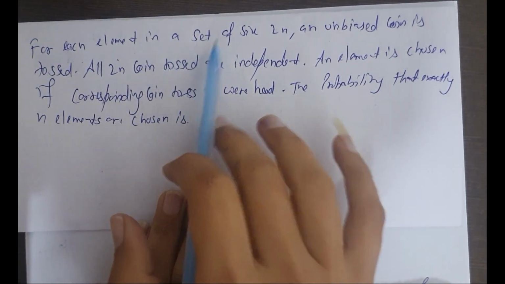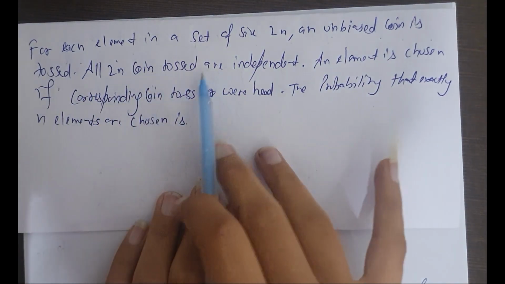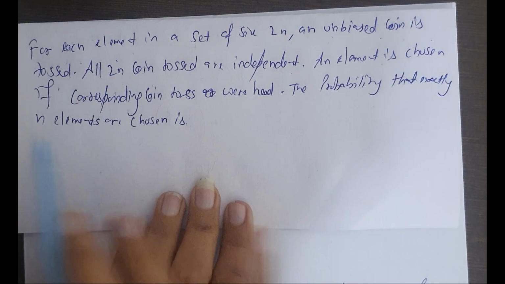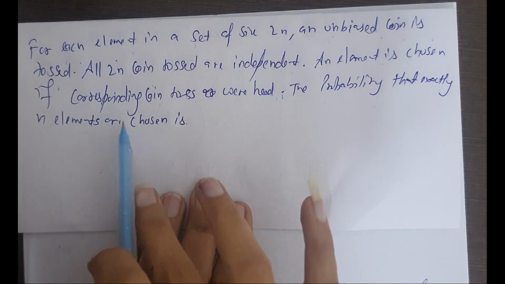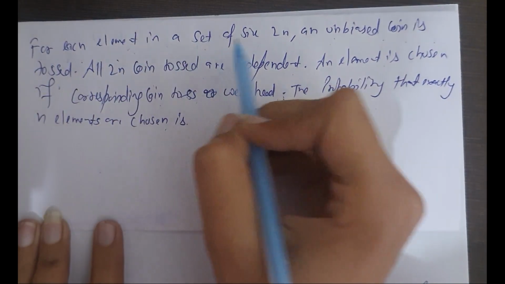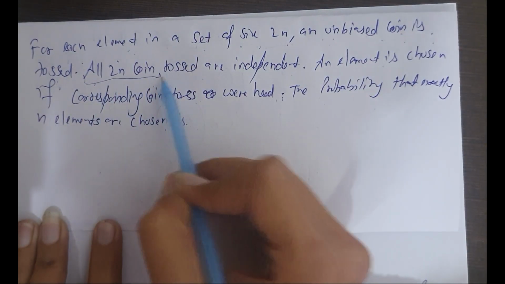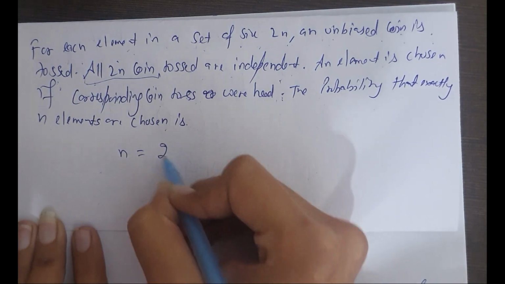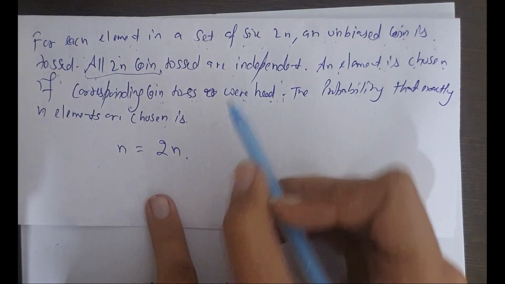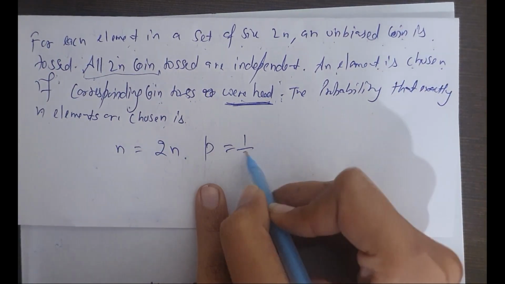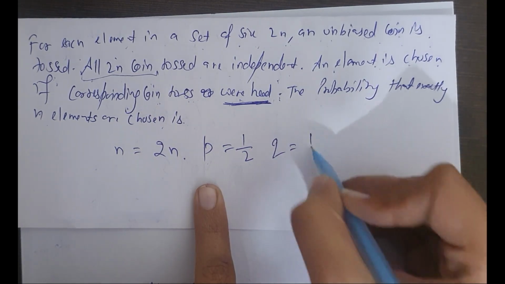For an element in a set of size 2n, an unbiased coin is tossed. All 2n coins tossed are independent. An element is chosen if the corresponding coin toss was head. The probability that exactly n elements are chosen is... It means that n is 2n. An element is chosen if the corresponding coin toss was head, it means that P is 1/2. P is the probability of getting head, that is 1/2. Then the probability of not getting head is also 1/2.